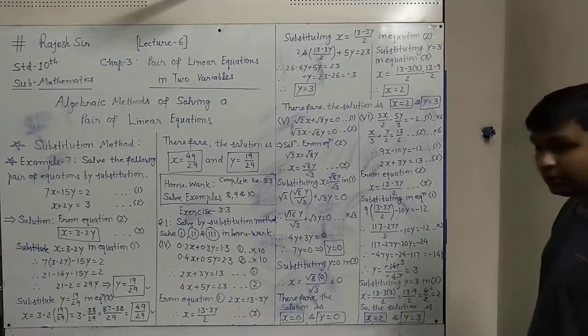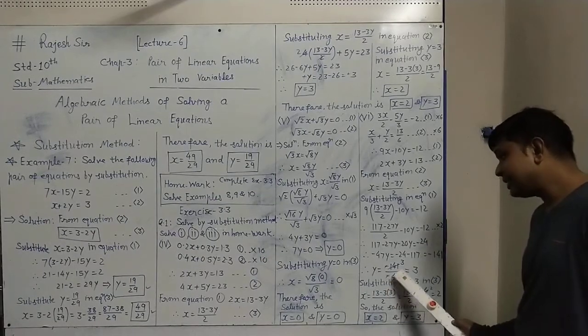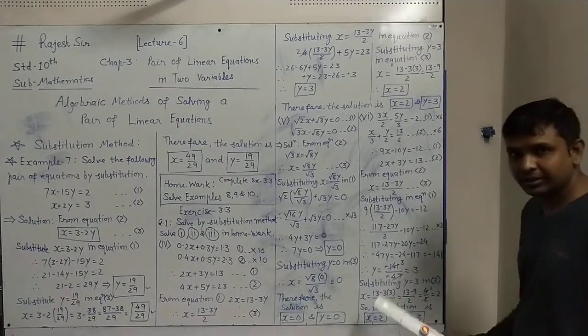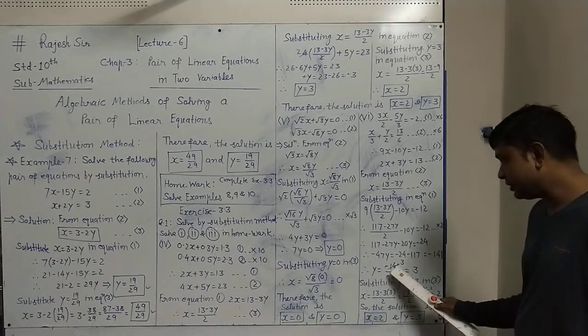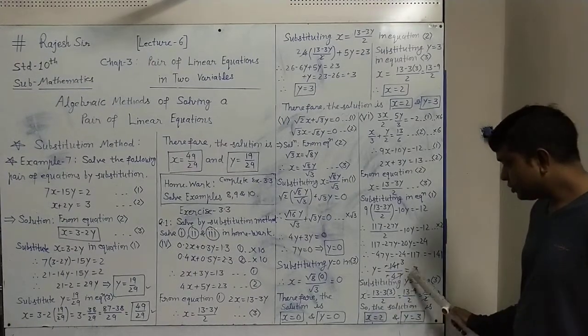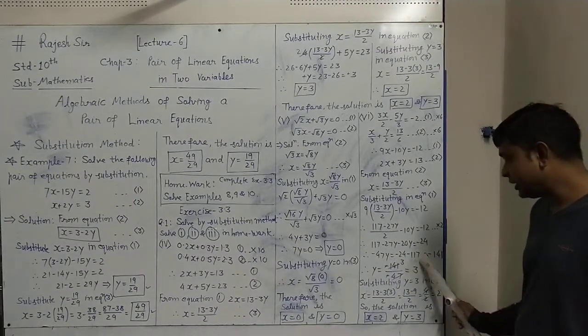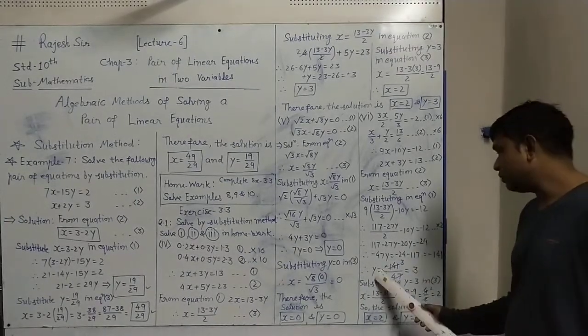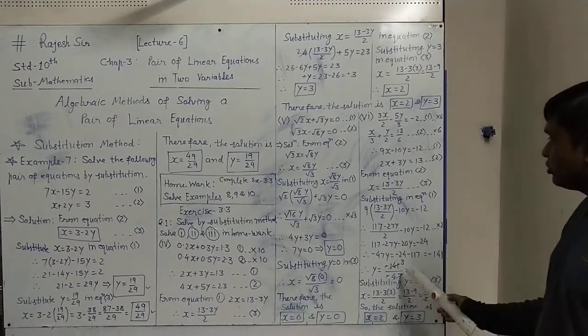Minus minus, up and down, cancel. 141 upon 47. 47 threes are 141, you can check. When you multiply this number 47 by 3, you get 141. So we have cancelled by 3. 47 threes are 141. So y equals 3. Now y equals 3, the value we have got, we have to substitute.